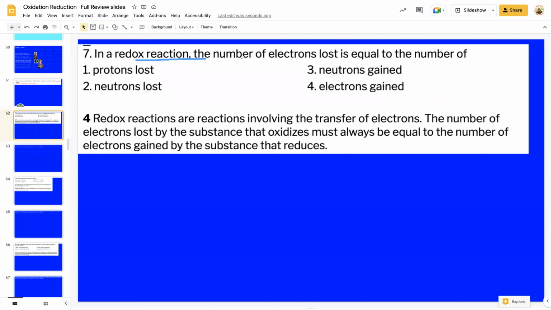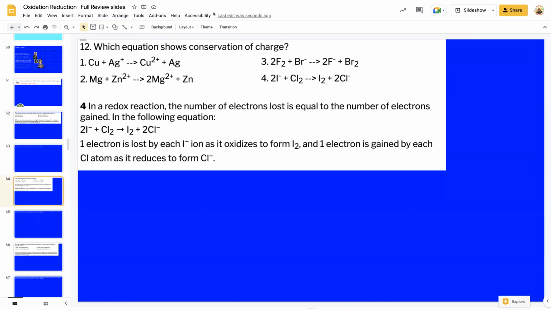Right? So in a redox reaction, the number of electrons lost is equal to the number of electrons gained. Right? So they involve transfer. Some will be lost, some will be gained, but whatever it is, they will equal each other. Same thing here. So conservation of charge. Right? So here, copper lost 2 electrons, but silver gained only 1, from positive 1 to 0.